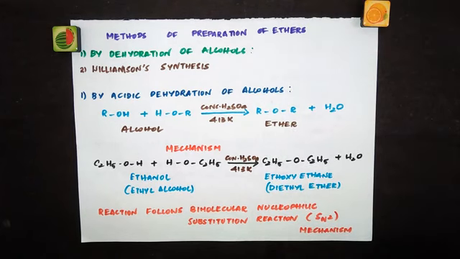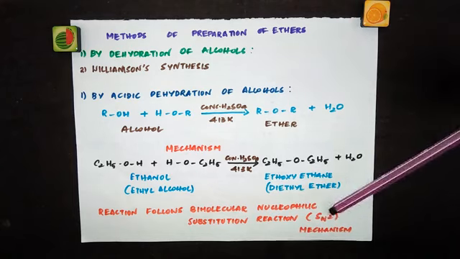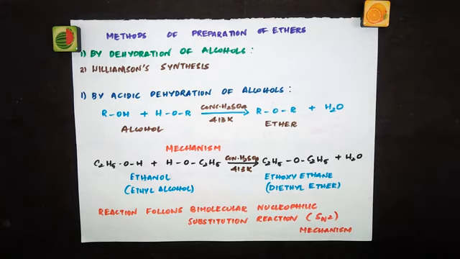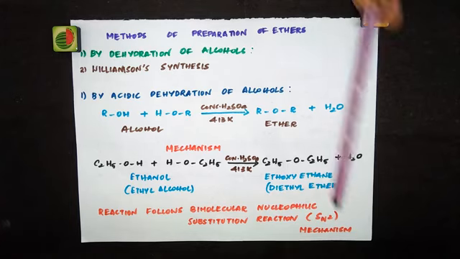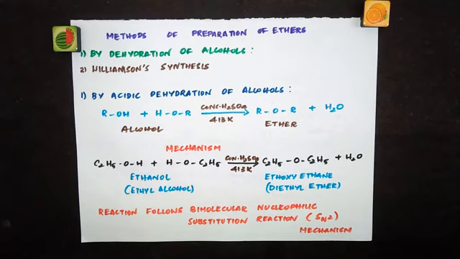And remember, this reaction follows bimolecular nucleophilic substitution reaction mechanism, which we call the SN2 mechanism. We have learned about this mechanism when we studied haloalkanes and haloarenes. So this reaction follows SN2 mechanism. What is SN2 mechanism? The reaction takes place in a single step. So the rate of the reaction depends on both the reactants' concentration. So that is SN2 mechanism. Now let's see the mechanism in this reaction.